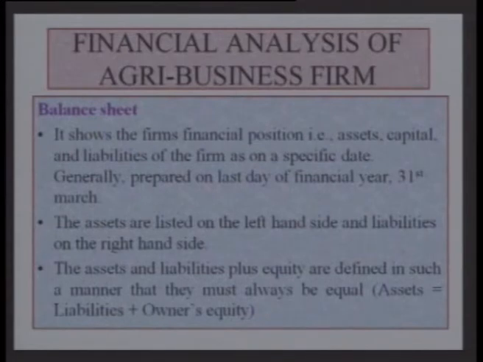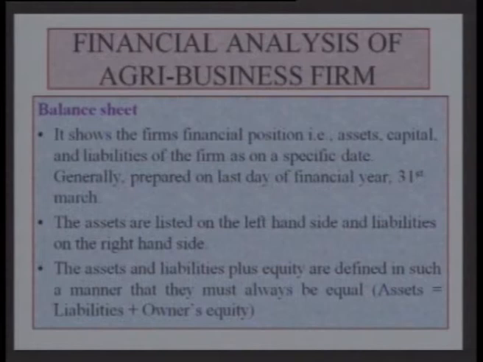It shows the firm's financial position, that is, as regards the assets, the capital and the liabilities of the firm at a specific date. At a specific date, what is the amount of assets the firm has, the capital it has, and the liabilities it is owing. So these are prepared at a point of time, at a particular date, and usually it is the 31st March of any financial year for which the balance sheet is prepared for a particular firm.